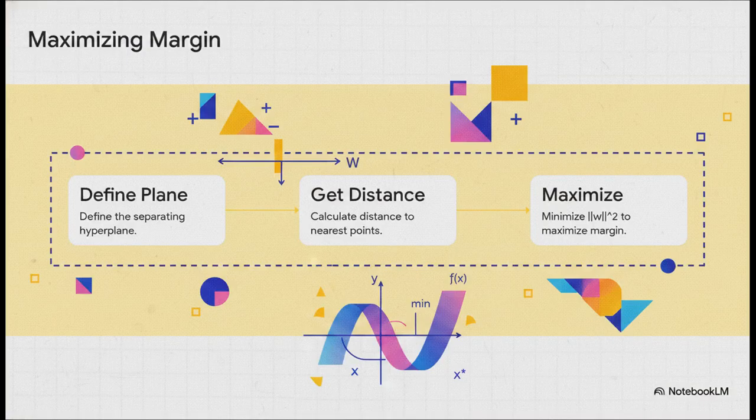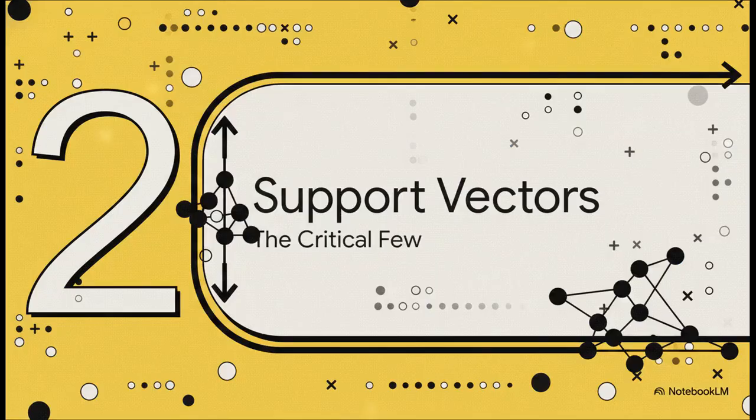Now, to actually maximize this margin, we have to set up a convex optimization problem. Don't worry, we're not going to get bogged down in the algebra today, but the math basically tells us that to maximize the margin, we actually need to minimize the squared norm of our weight vector. That's usually written as the magnitude of W squared. And because this sets up as a convex quadratic program, we get this massive, absolutely massive benefit. It guarantees a unique global solution. There are no local minima traps to fall into here. You get the one true best answer. Step 2. The critical support vectors.